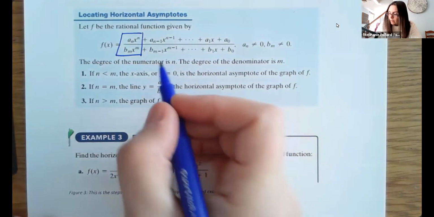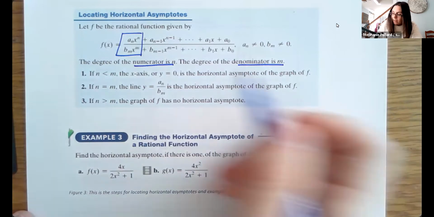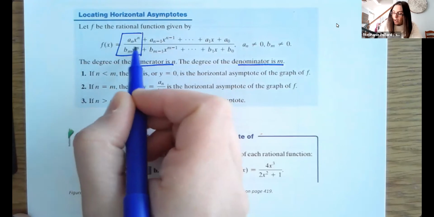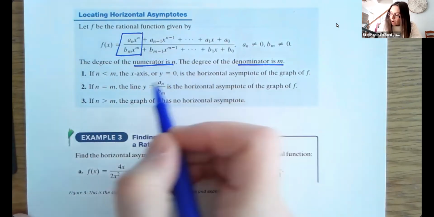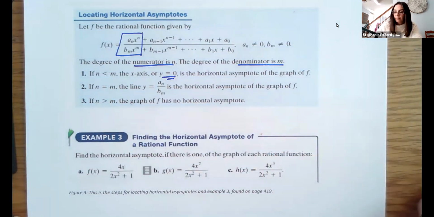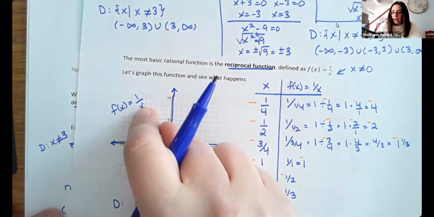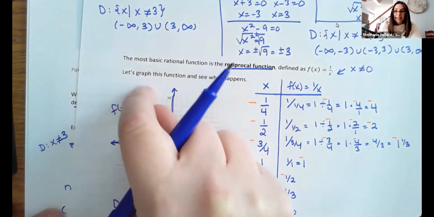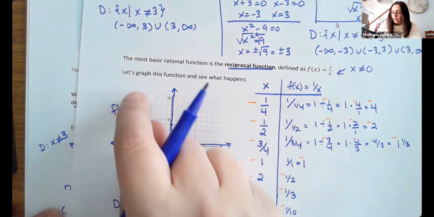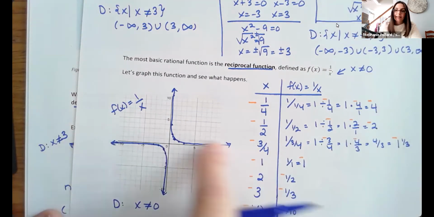So n is the degree of the numerator and m we'll call the degree of the denominator. If n is less than m, so if the degree of the numerator is smaller than the degree of the denominator, then y equals 0 is always a horizontal asymptote. And that's what happened in our first example. Our example here was 1 over x. The degree of the numerator was actually 0 because there was no variable there, and the degree of the denominator was just 1. So when the exponent in the denominator is bigger, you always have this horizontal asymptote of 0.